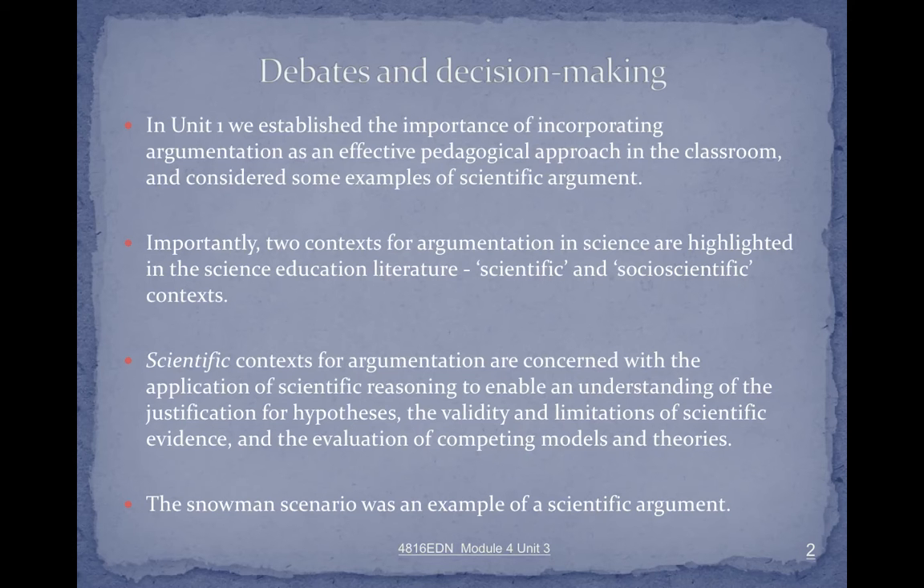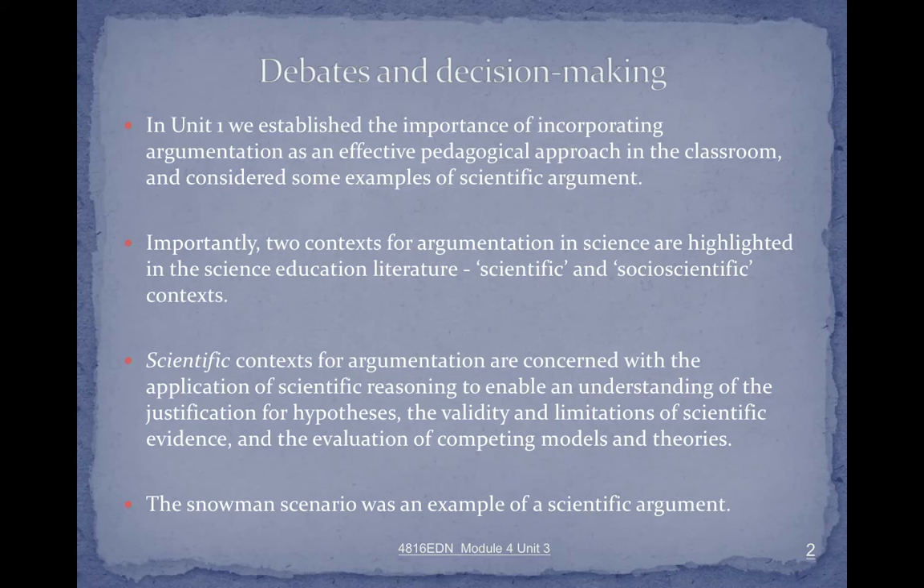So we know there are two types of contexts for argumentation in science education literature. One, scientific. Okay, so scientific contexts for argumentation are concerned with the application of scientific reasoning to enable an understanding of the justification for hypotheses, the validity and limitations of scientific evidence, and the evaluation of competing models and theories. So we did a little bit of that in the scientific context.